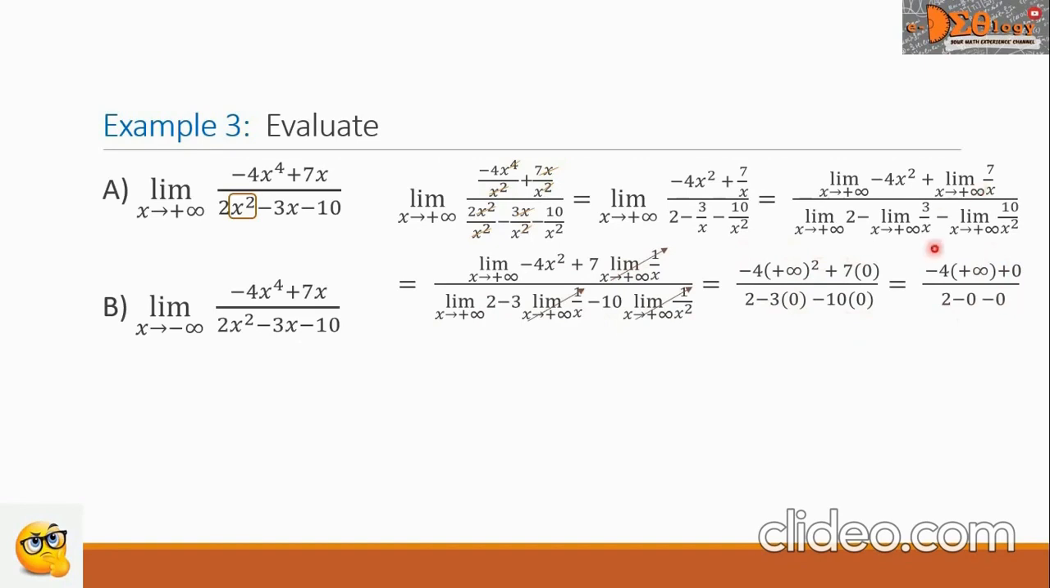Now, this negative 4 multiplied by a positive infinity is negative infinity. All over the denominator is simplified into 2. The negative infinity over positive 2 is simply negative infinity. This is our final answer. Let us copy this answer below problem A.